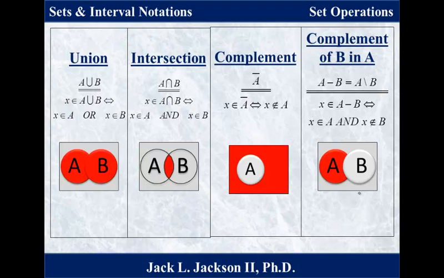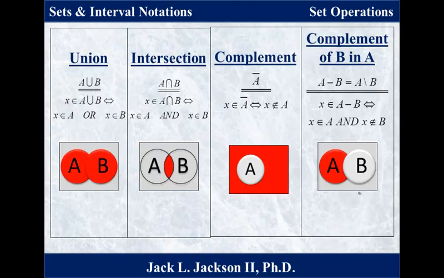It's the overlapping part. So it's only what you see that's in both sets, the red shaded region in the Venn diagram. The complement of A is the things that are not in A. So X is an element of the complement of A if and only if X is not an element of A. But of course you have to have some universal set for this to make sense. So if the universal set is represented by this rectangle, then the red region there represents the complement of A.